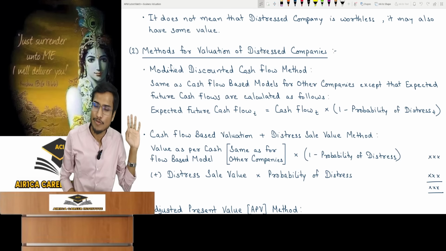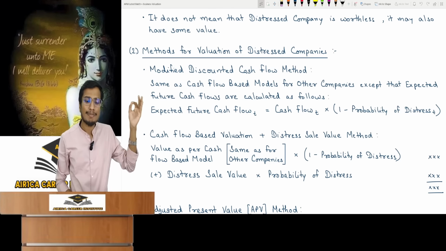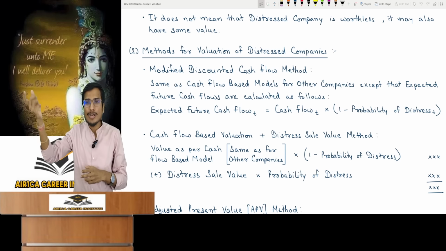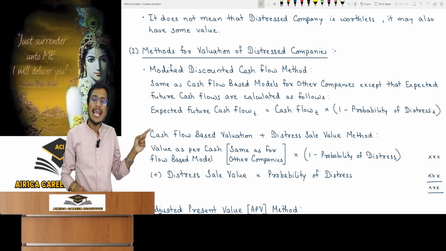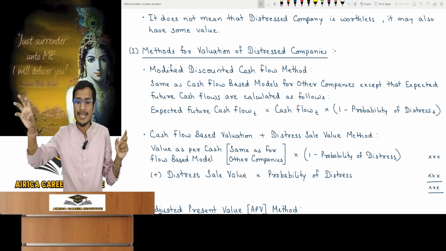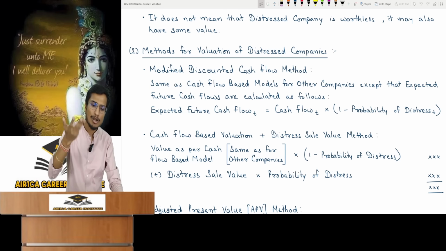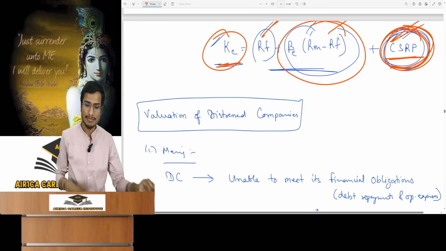It's the same as the cash flow based model for other companies, except that the expected future cash flows are calculated. How will you calculate the expected future cash flows? The expected future cash flow for a time t is calculated as cash flow of time t multiplied by 1 minus the probability of distress of time t. What is this and its logic? Let's understand with an example. It will be easily grasped.